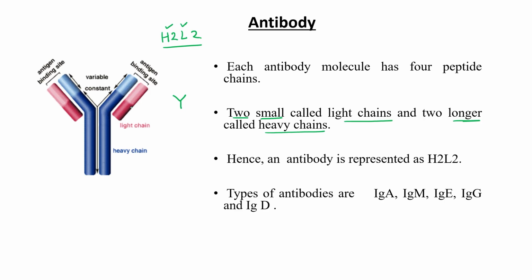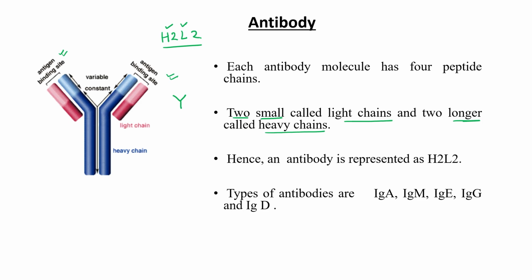This heavy chain and light chain contain various regions. The light chain contains a constant region, this darker one, and the lighter one has variable sequences, so it is the variable region. Similarly, this part contains the constant region and this one is the variable region. And this is the top. These two act as an antigen binding site, where any pathogen or antigen can bind.